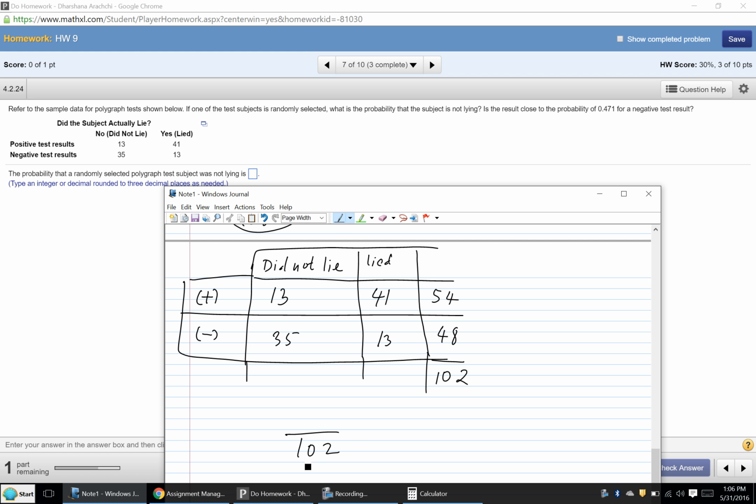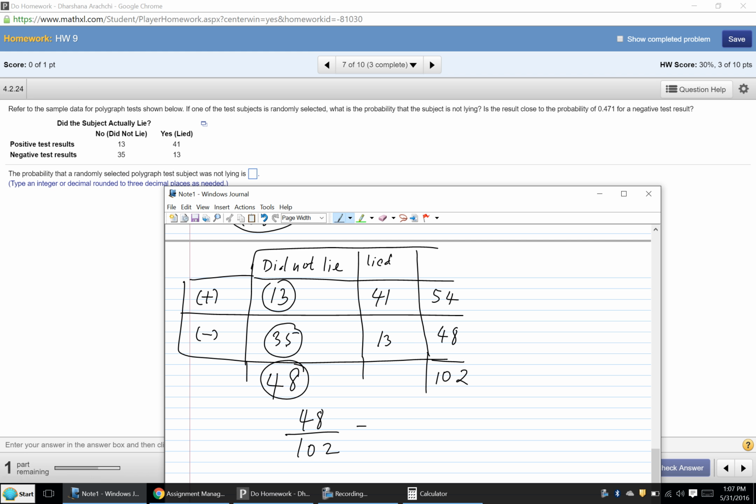Now out of these 102 outcomes, how many did not lie? 13 did not lie and 35 did not lie, so in total that is 48. So 48 subjects did not lie during the experiment. The probability that the randomly selected polygraph test subject was not lying: 13 here, 35 there, they all did not lie, so there were 48 people who did not lie. So 48 out of 102 is the probability.